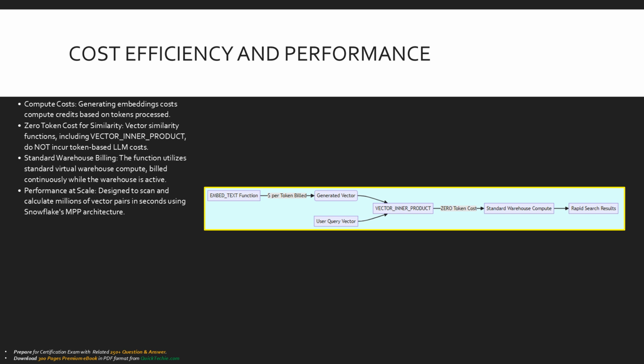Follow the billing logic in this flowchart. On the top left, calling the embed text function incurs a per-token charge to create the generated vector. But once that vector is stored, look at what happens when the user query vector arrives. Both vectors enter the vector inner product function. Notice the bold path. This operation incurs 0 token costs. It routes entirely through your standard warehouse compute. You are only paying for the seconds the warehouse is active, delivering rapid search results at a highly predictable, minimized cost.